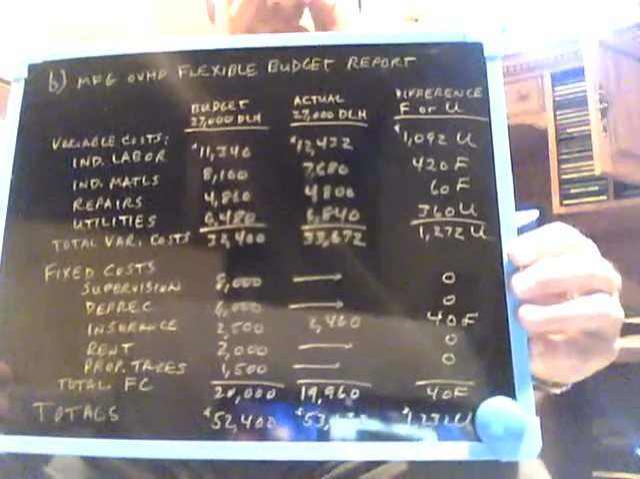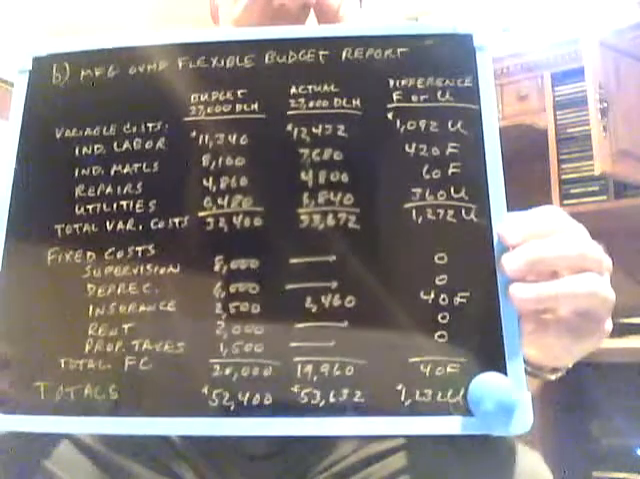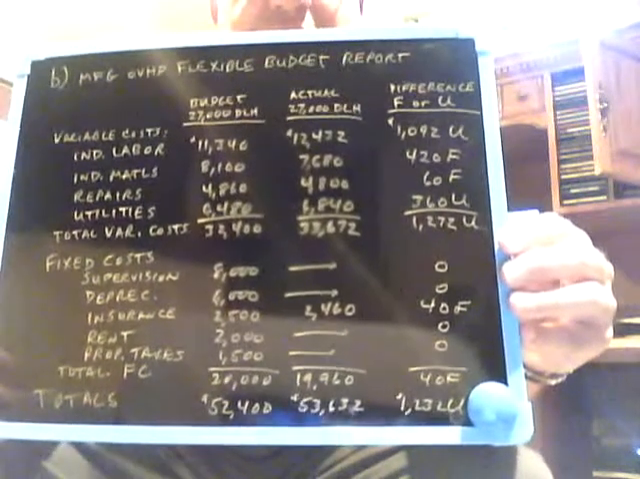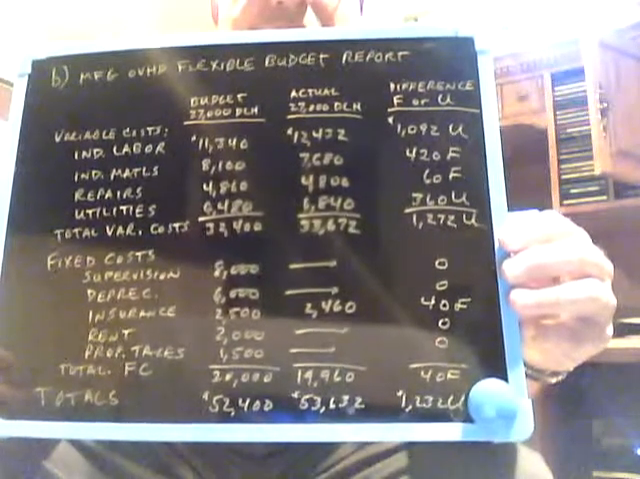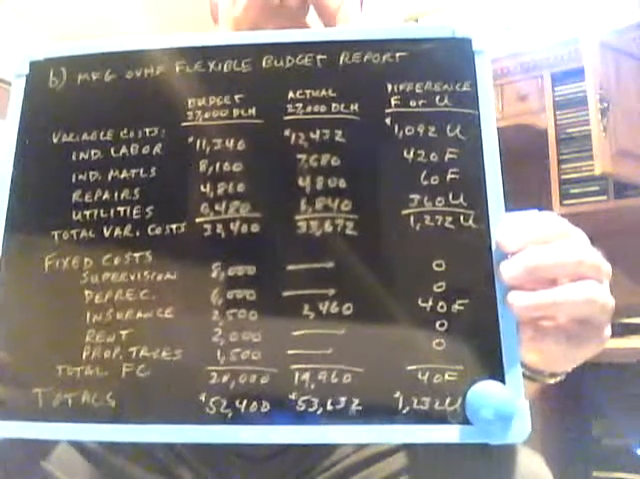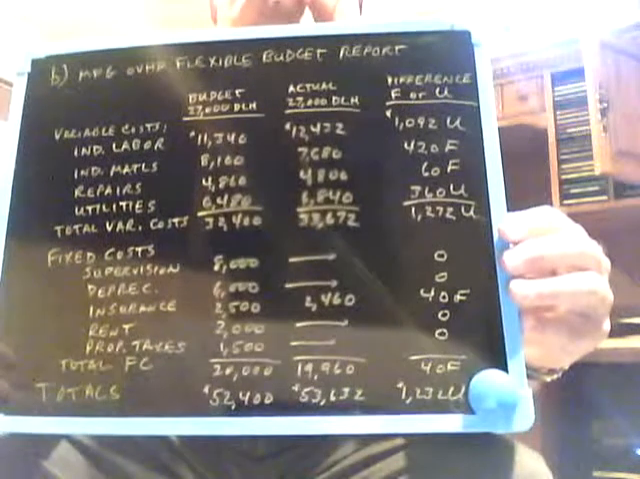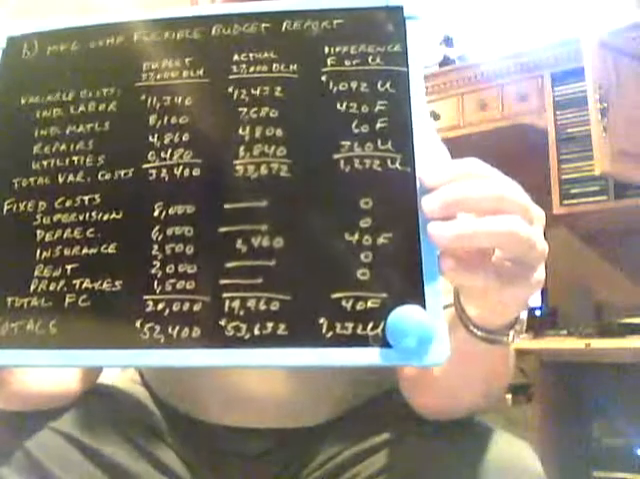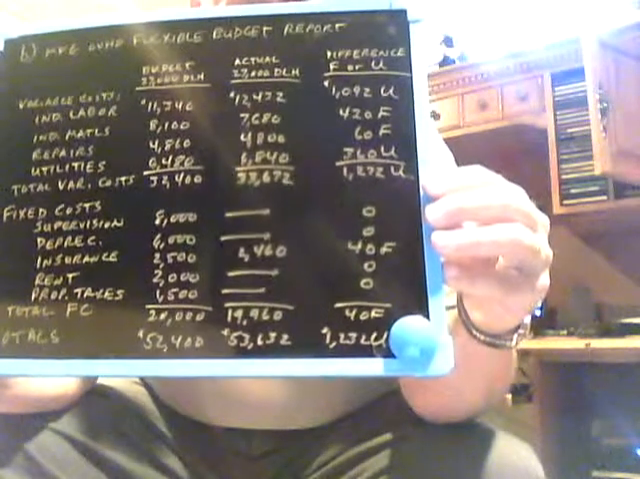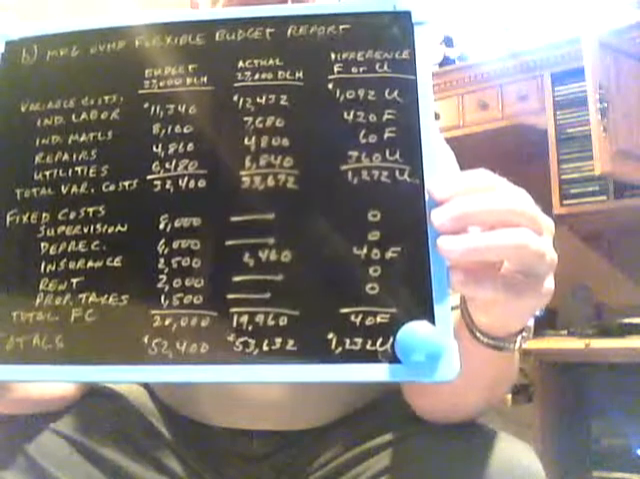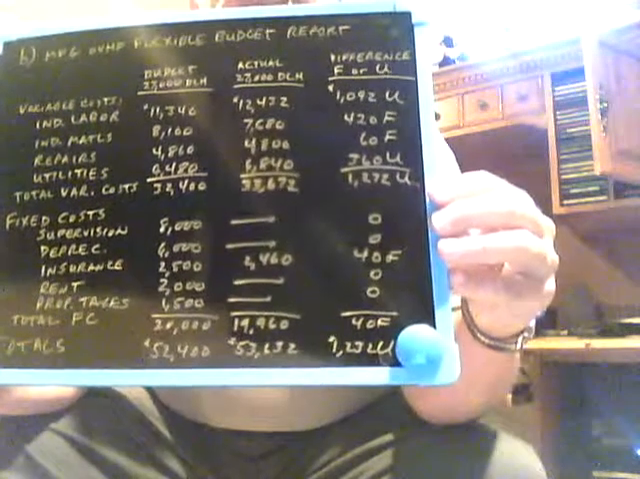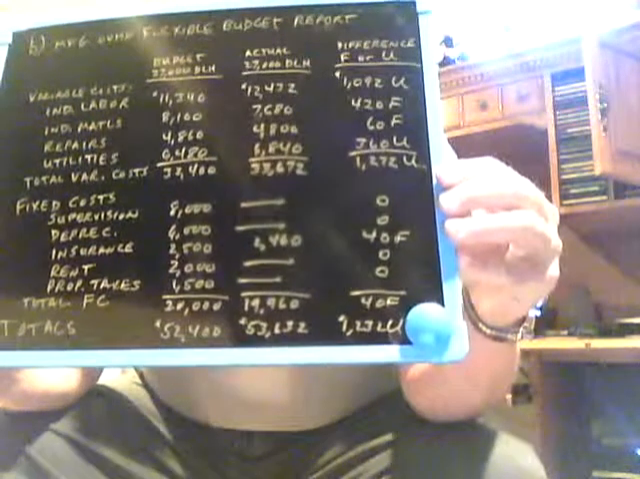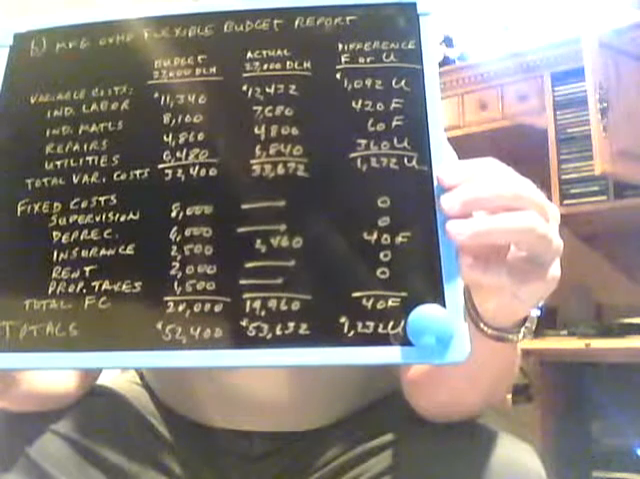And that's an example there where you really need to watch out for transposing numbers. So that's 360 unfavorable. We add all those up, we get a total unfavorable difference on the variable cost side of 1,272. Now on the fixed cost side, you wouldn't necessarily expect to see any differences, but it turns out that with insurance, we had an actual cost of only $2,460 versus $2,500. So we had a $40 favorable difference there.